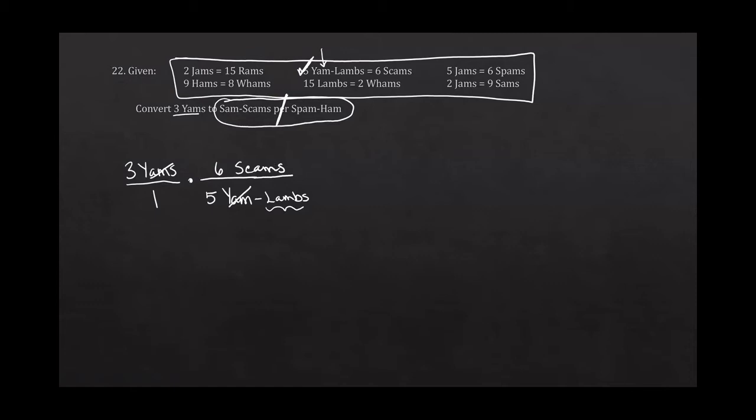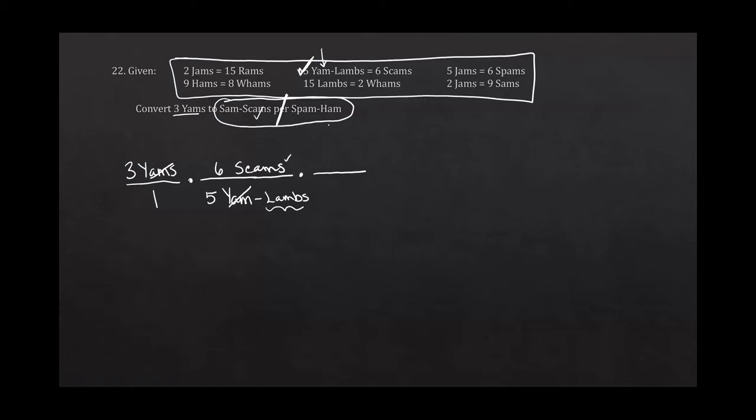All right, I got scams in the top. I actually want that, right? So that's good. I don't want to get rid of that. However, I have lambs in the bottom. Lamb is not one of these things I want in the bottom. I want spam or ham. So I need to find a way to get rid of that.